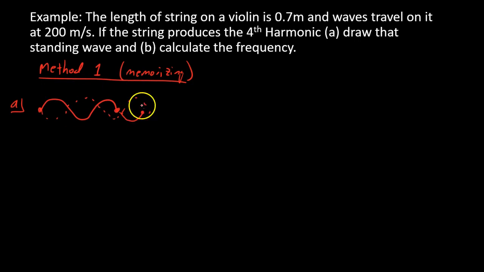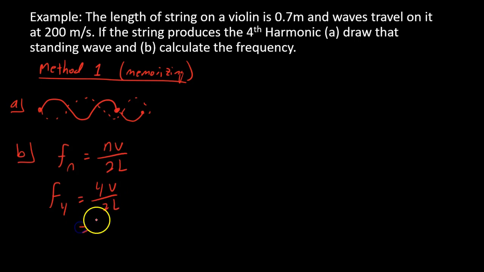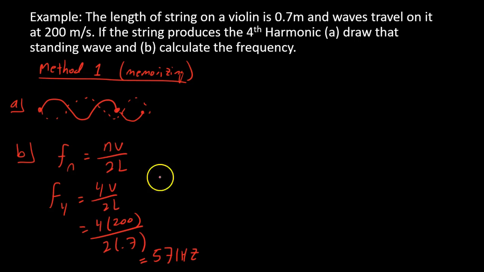1, 2, 3, 4. All right, maybe you memorize that equation. f_n is n times v over 2L. So for the 4th harmonic, it's 4 times v over 2L. That's equal to 4 multiplied by 200, because that's the speed in this problem, over 2 times 0.7. You plug that into your calculator, and I get a frequency of 571 hertz. That's fine. If you use this on the test, I'll give you full points.